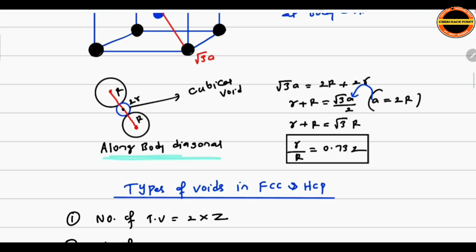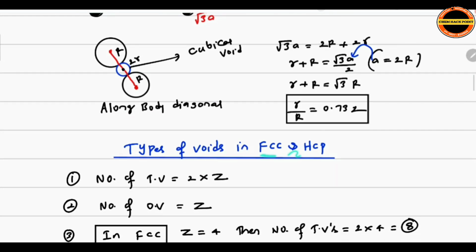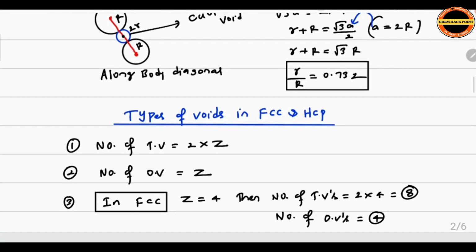Types of voids in FCC and HCP. The number of tetrahedral voids, remember, is equal to 2 times Z. What is Z here? Z is the number of effective atoms. Remember here Z is the number of effective atoms.